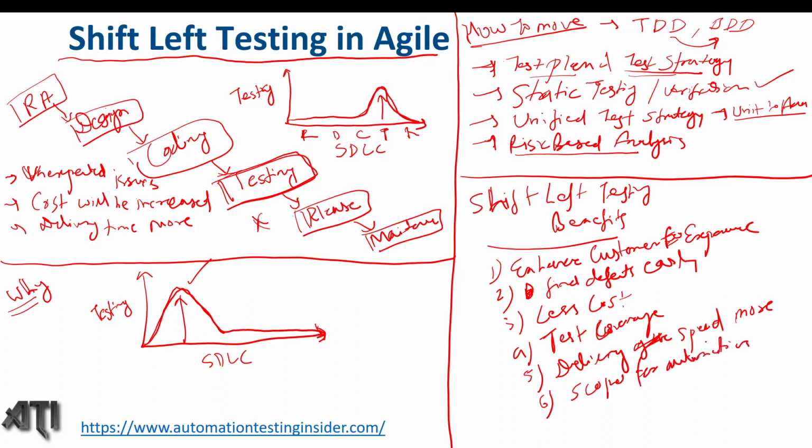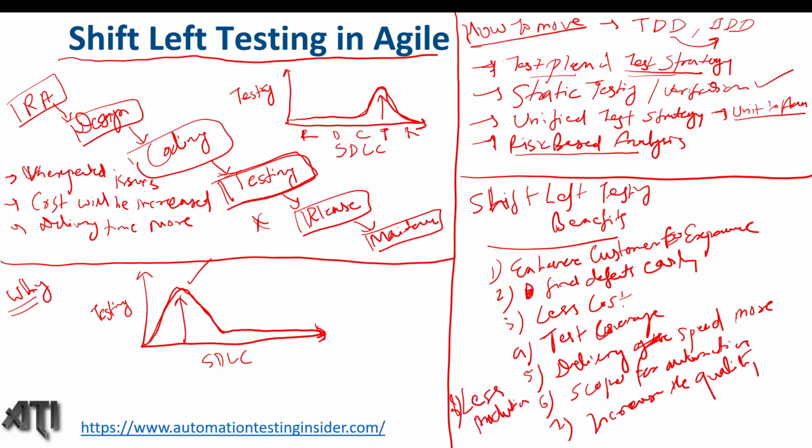Since we start testing from the beginning of the software development lifecycle, it enhances the scope for automation, because the build is stable at that point of time when we go for automation. And it increases the quality of the software. These are the different benefits when we follow shift left testing, guys. And one more, the eighth point, is less production issues.